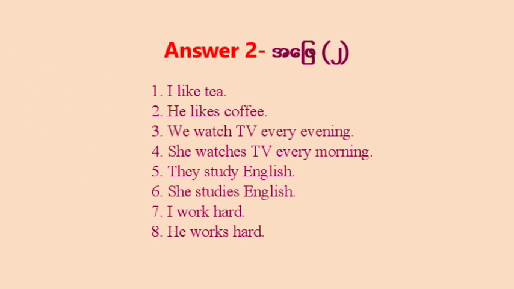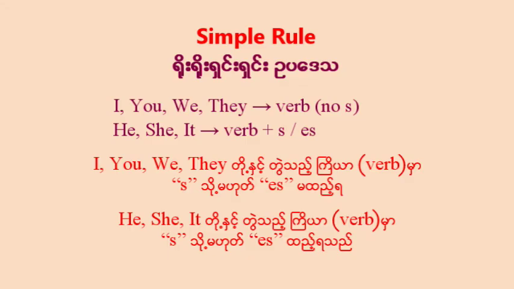Answers 2. 1. I like tea. 2. He likes coffee. 3. We watch TV every evening. 4. She watches TV every morning. 5. They study English. 6. She studies English. 7. I work hard. 8. He works hard. Simple rule: I, you, we, they, verb, no S. He, she, it, verb plus S/es.